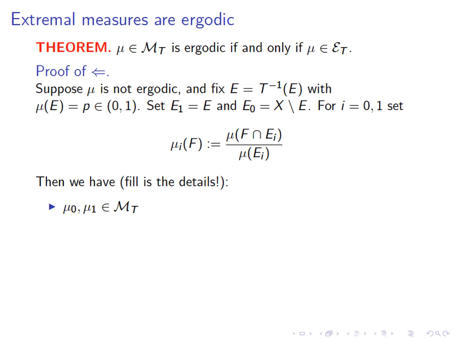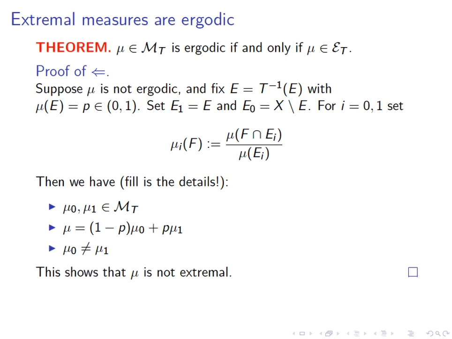So, a few details for you to verify. They're quite easy. Mu0 and mu1 are both probability measures, and they are invariant probability measures. Mu is a convex combination of mu0 and mu1. So that looks like showing that mu is not extremal. Of course, we need to verify one more little detail, very simple: mu0 and mu1 are not the same measure. And now by its very definition, we see that mu is not an extremal measure. So that's it for the easy direction.